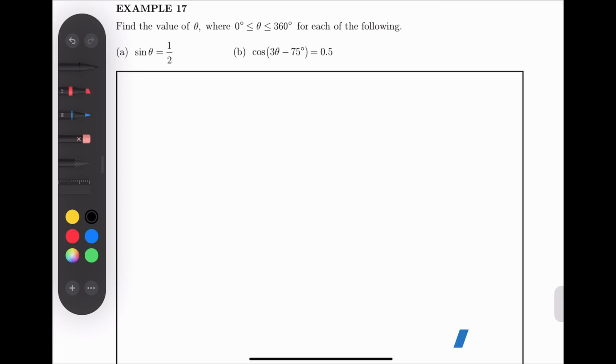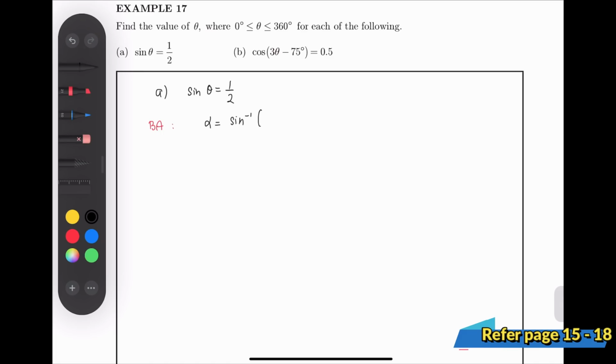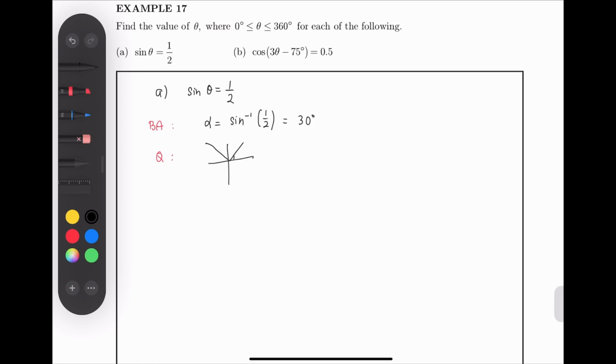Example 17. Find the values of theta where theta is from 0 to 360 for sine theta equals a half. Alright, so let's start. The first step is to find the basic angle. Alpha is basically arc sine 1/2, and the answer is 30. The second step is Q, to find which quadrant, and the question is sine positive, so it's in quadrant 1 and 2.